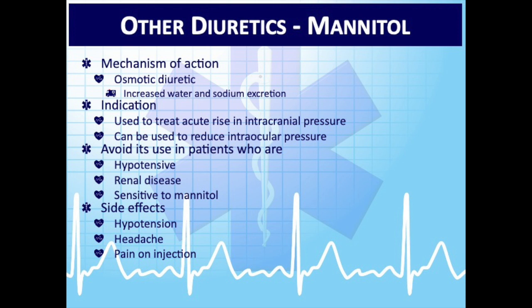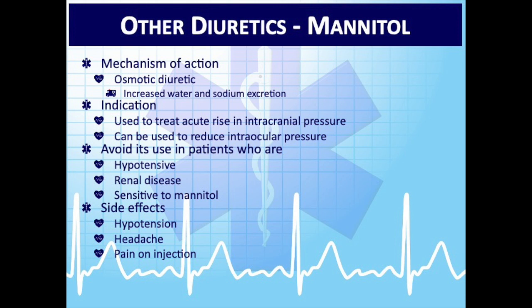You don't want to use it in patients who are too hypotensive, have any sort of renal disease, or sensitivity to mannitol. Mannitol itself is a huge structure, like an alcohol sugar. How it works is as an osmotic diuretic. Kind of similar to how furosemide works, but a little bit different. Furosemide works by blocking the reabsorption of sodium and potassium via the loop of Henle, if you remember from before.